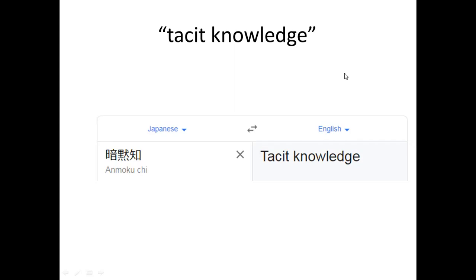That is the tacit knowledge. One more example, let's say from the automobile. Ferrari is an Italian company doing very expensive cars. It's a family business. Ferrari is a family business.